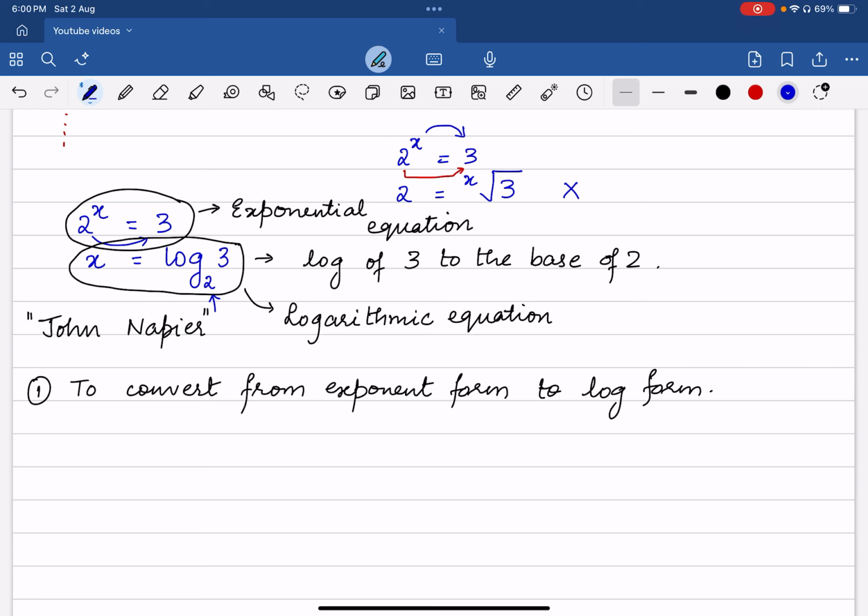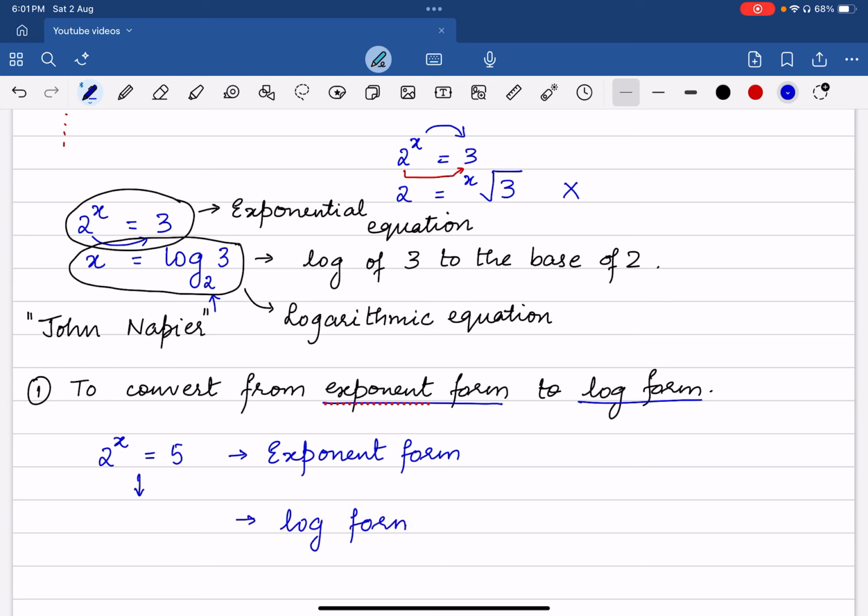And what does this say? It says that we should know how to convert from exponent form to log form. So what is exponent form? Exponent form is 2 raised to x equals 5, let's say. This is no doubt an exponential equation, but it is also said that this equation is in the exponent form. If I were to convert this into log form or logarithmic form, how should I do it?